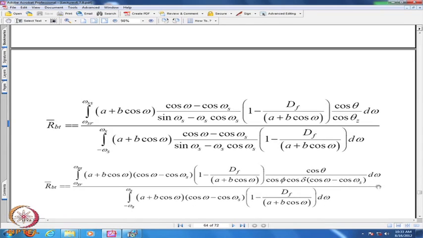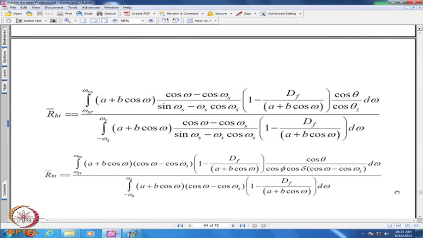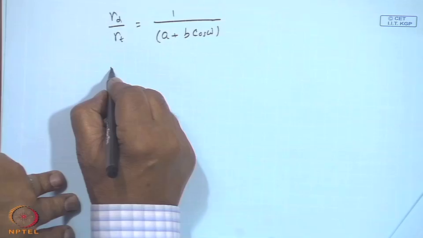Now, this is all, one of the grad students was working on this some time back. Why the pupil did not do it, I do not know, it is quite a simple integration, except the success lies in sin omega s minus omega s cos omega s, which can be written as cos phi cos delta times cos omega minus cos omega s. That is cos theta z. Let us see.